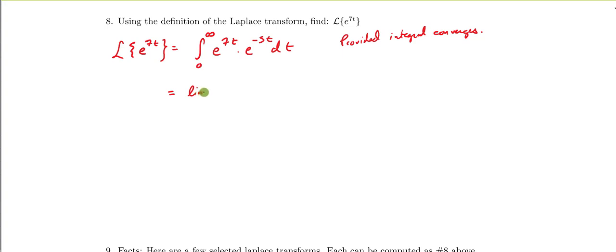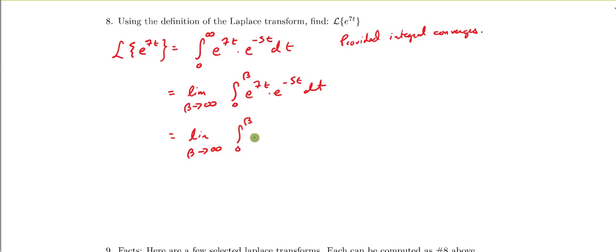So the way we're going to do this is we'll look at the limit as beta approaches infinity of the integral from 0 to beta of e to the 7t times e to the minus st dt. It's an s there. Then I can go ahead and combine the product. I can multiply the two functions in the integrand together, and if I do so, we end up with the integral from 0 to beta of e to the (7 minus s)t dt. And now we're ready to go ahead and evaluate this limit.